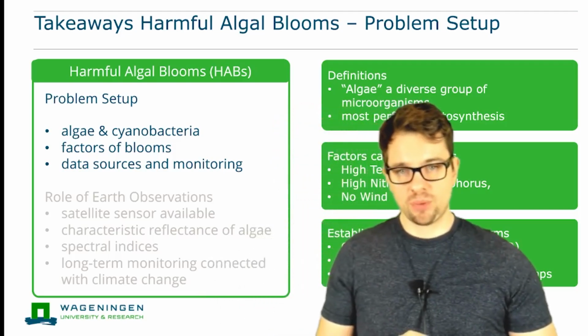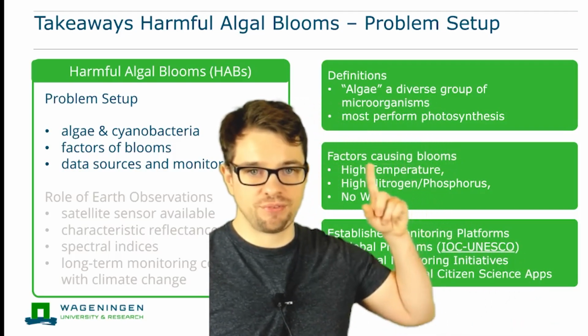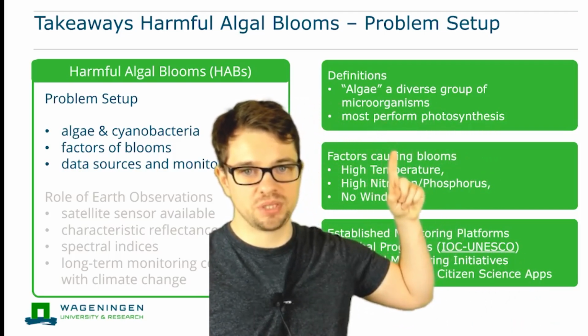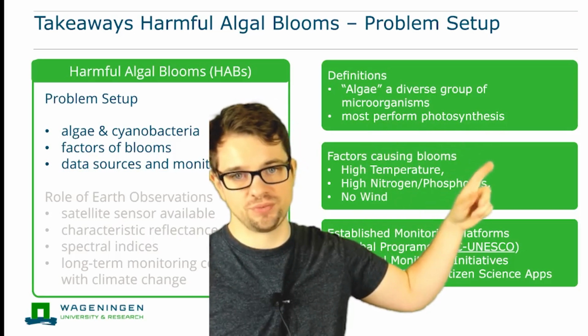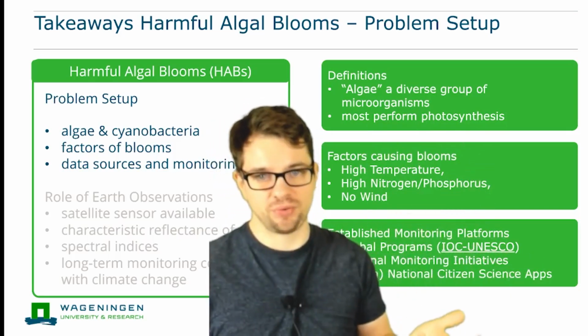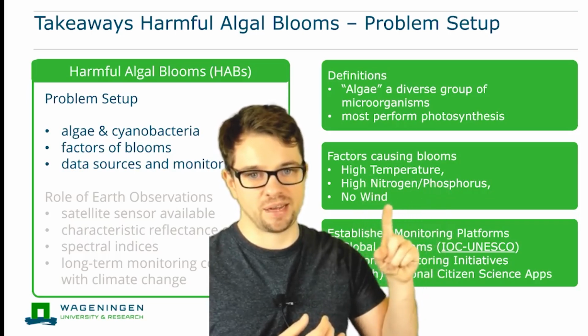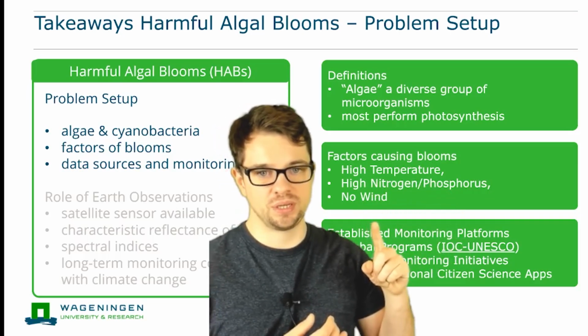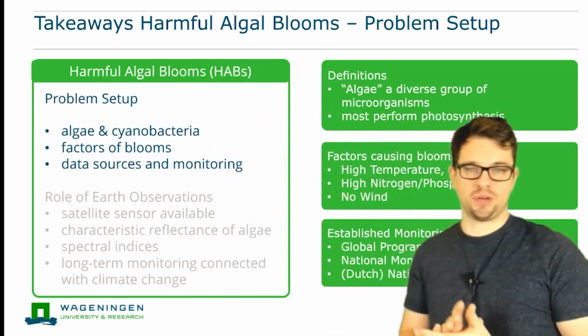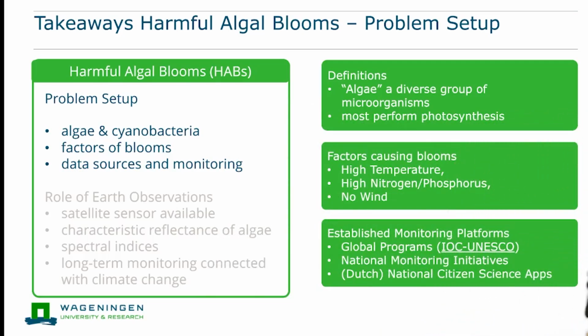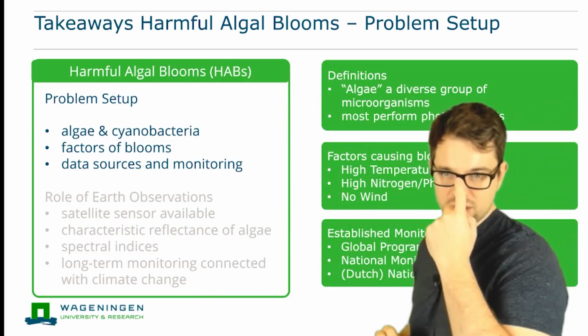So some takeaways here. Algae is a fairly diverse group of microorganisms, and most of them perform photosynthesis, which will be quite relevant for identifying them with remote sensing. Factors causing blooms: high temperature, high nitrogen and phosphorus content, and no wind. And there are established monitoring platforms available on a global scale, but also on a national scale, and also citizen science projects here in the Netherlands.